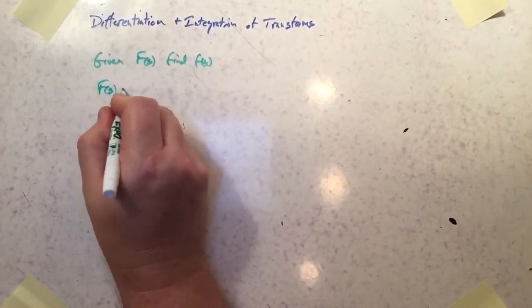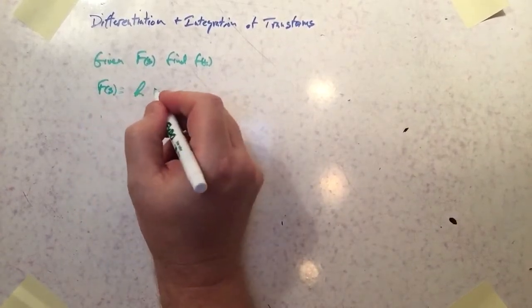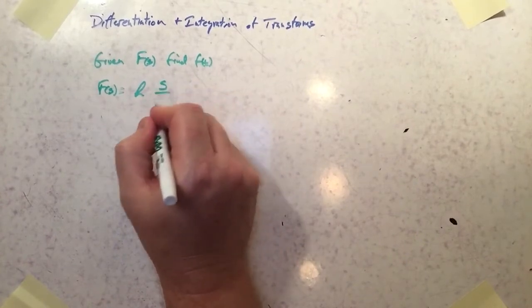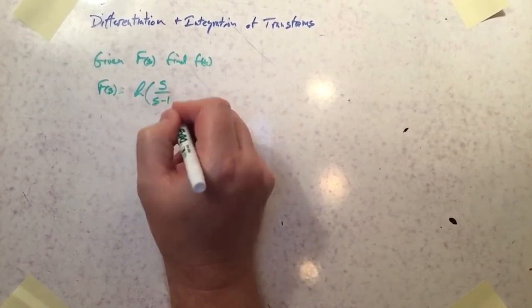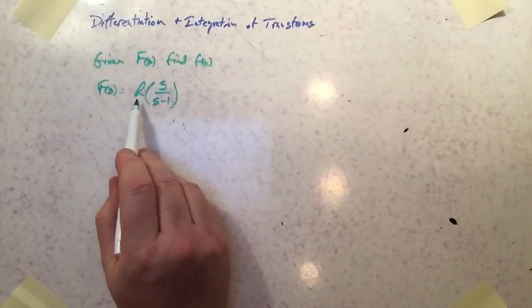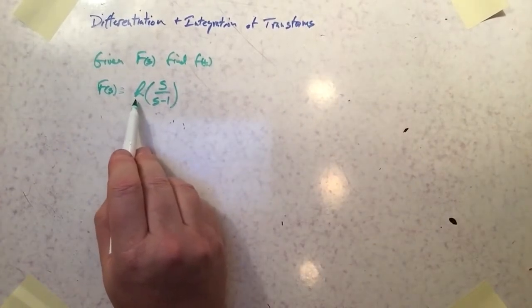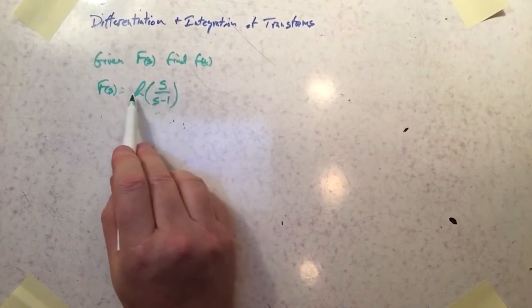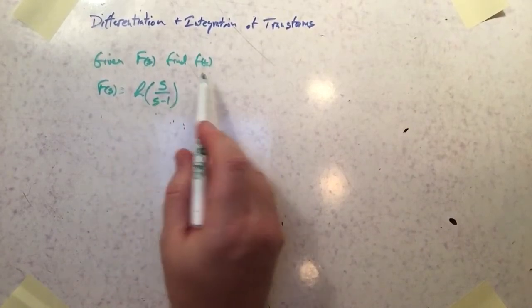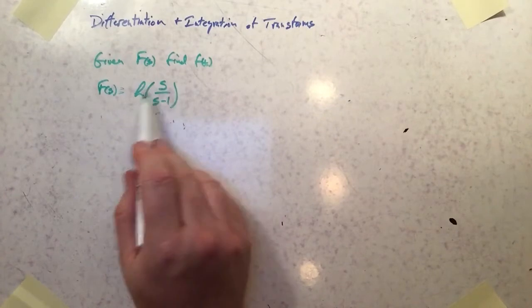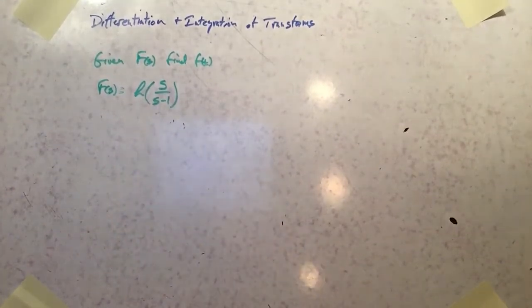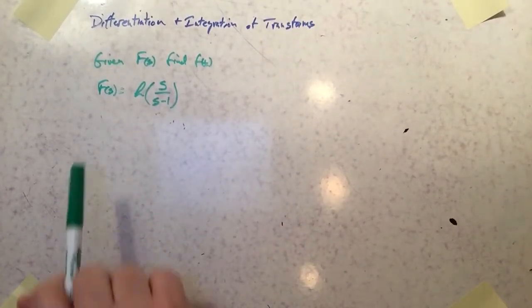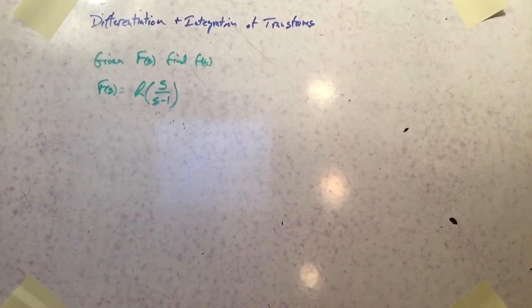F(s), in this case, is going to be the natural log of s over s minus 1. And of course, nothing on the table has a natural log in it. And so we know immediately I'm not going to just be able to use the table to convert this to the f(t) that gave us this as the transform. So what do we do instead? Well, I suspect that I'm going to go ahead and take the derivative of this and see what that yields.